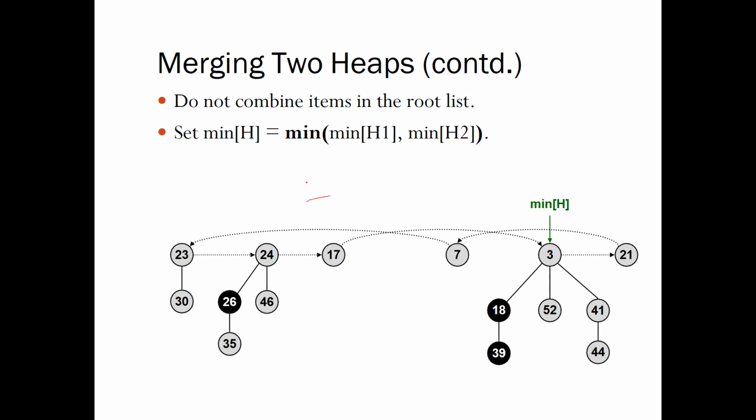So just write min of. Find the min, this mathematical operation that is min. Min of H1 and min of H2 are the two pointers. So the values are 17 and 3. Find the minimum among these two, that is 3. So the new min of H, now the new tree is called H instead of H1 and H2. And we can see that it is combined like this.